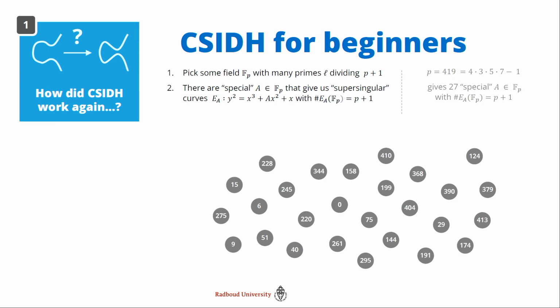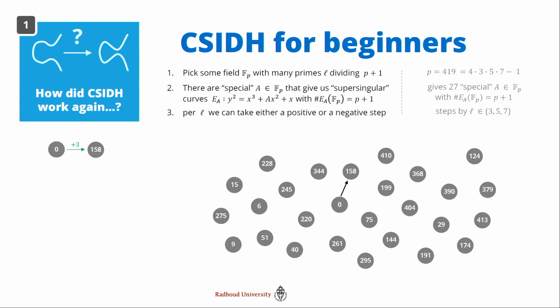Then what we want to do in Seaside, and there's some magic involved here, is that per l that divides p plus 1, such as 3, 5, and 7, we will be able to take steps in this graph that we are going to get. We can take either a positive step or a negative step, so plus 3, minus 3, plus 5, minus 5, plus 7, minus 7. And then we can start taking walks in this graph.